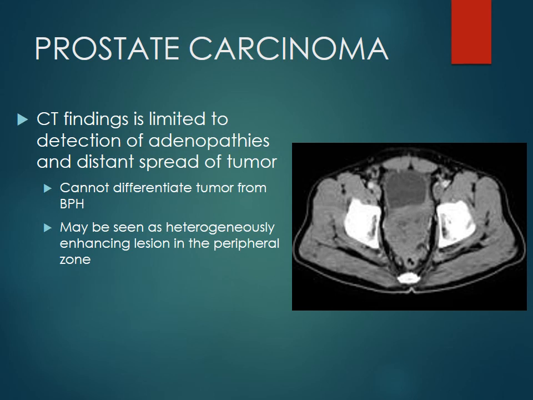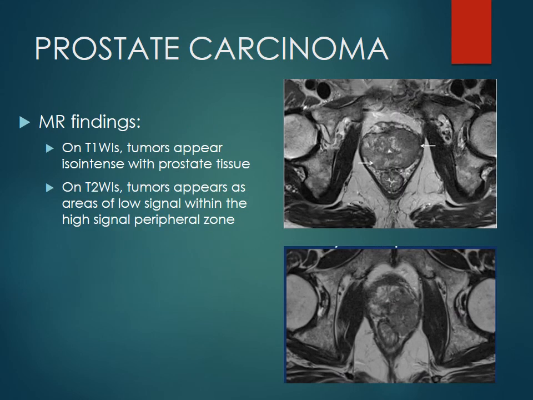Prostate carcinoma on CT would be appreciated as a heterogeneously enhancing lesion in the peripheral zone. MRI is considered better than CT scan in the detection of prostatic carcinoma by imaging because of better delineation of the soft tissue anatomy at the pelvic region, as well as the prostate gland. The anatomy of the prostate gland is better exhibited in MRI due to its water content.